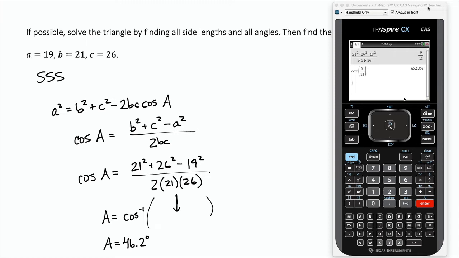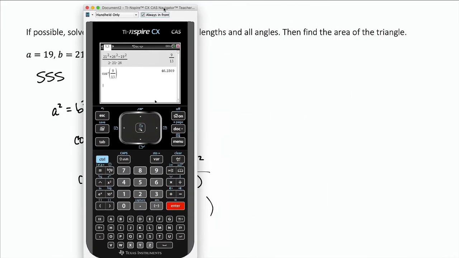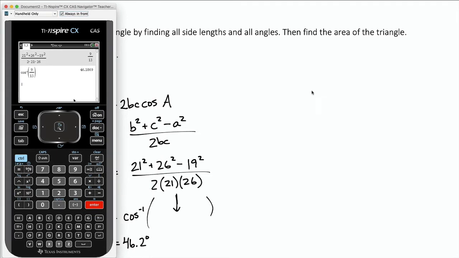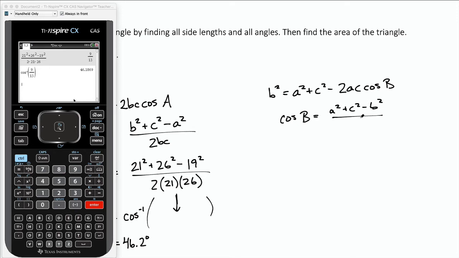And we can actually follow this pattern to find all three angles if we want. So I'm going to go ahead and do that using the law of cosines. Let's use another form, which is b squared equals a squared plus c squared minus 2ac cosine of B, or the alternate form, cosine of B equals a squared plus c squared minus b squared over 2ac. And then, of course, if we solve for B, we'd have B equals the cosine inverse of that.